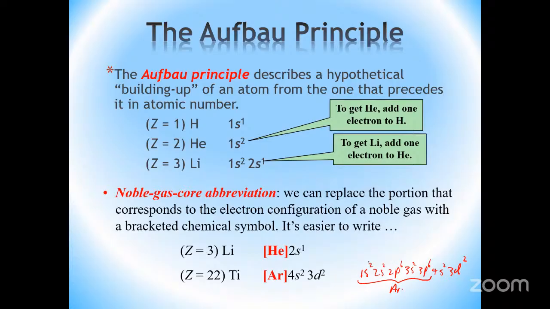So what you do in order to get the abbreviated version is replace all of this with the symbol for argon in square parentheses, as you can see here, and then you write down what is left, which would be the 4s2 and the 3d2, and that is it, all right? Here you can see the obvious difference between the standard configuration, which is longer, and the abbreviated configuration, which is much shorter, all right?